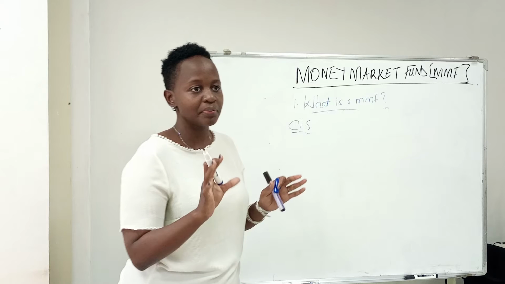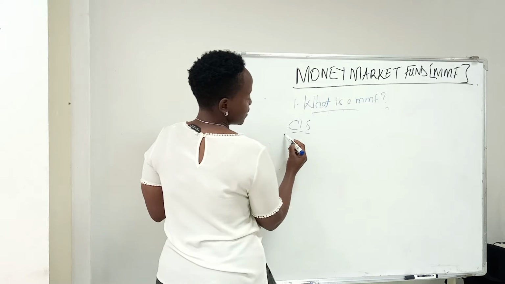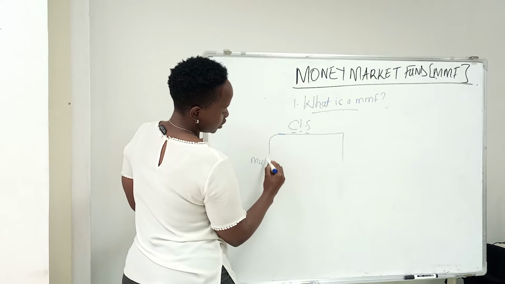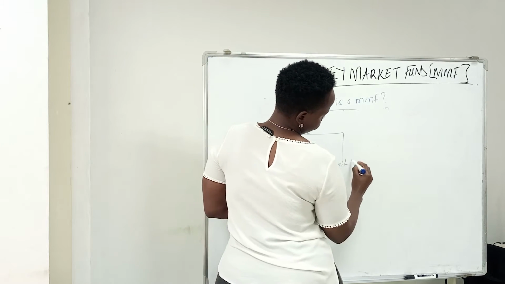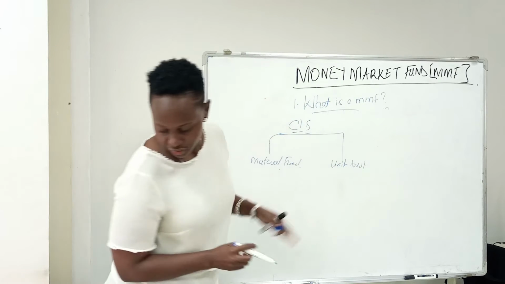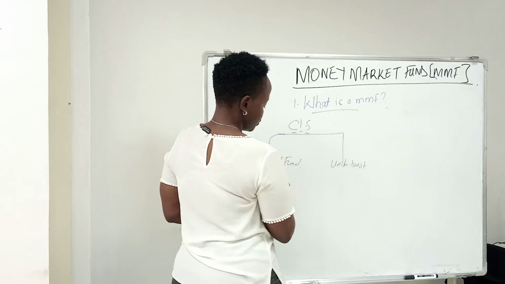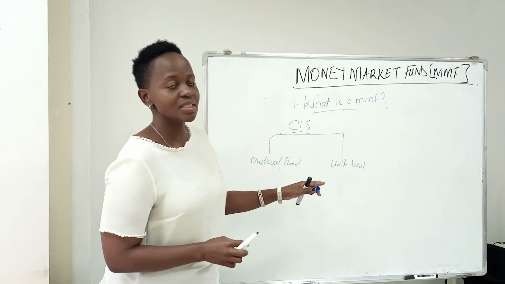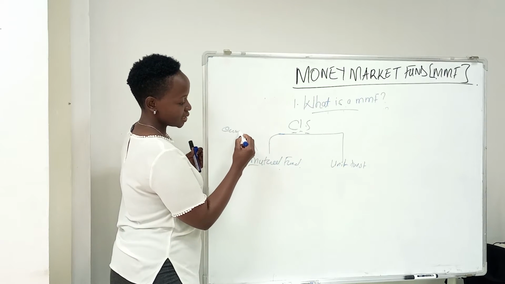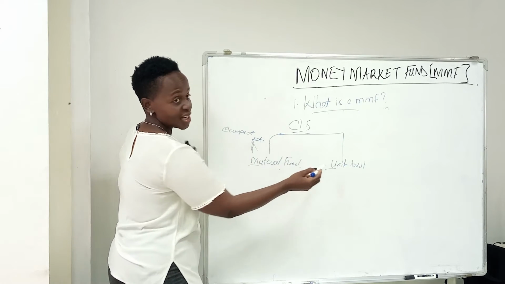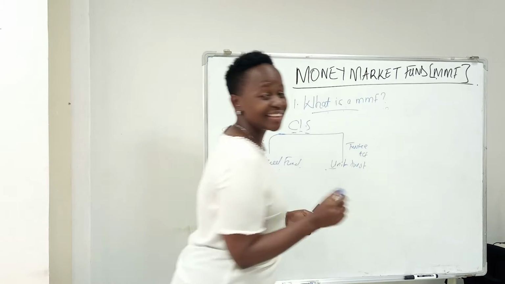So I will draw for you a simplified form of a collective investment scheme. This collective investment scheme is divided into two: a mutual fund and a unit trust. There's just a slight difference between a mutual fund and a unit trust. The difference is mostly what they are governed by. A mutual fund is governed by the Companies Act, and a unit trust is governed by the Trustee Act. That is the slightest difference between the two.